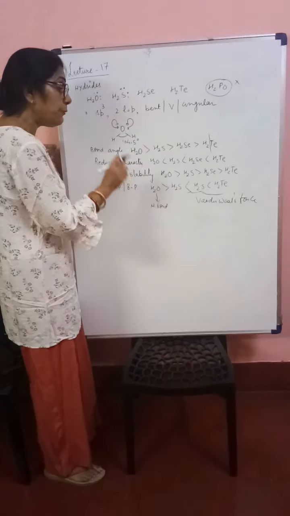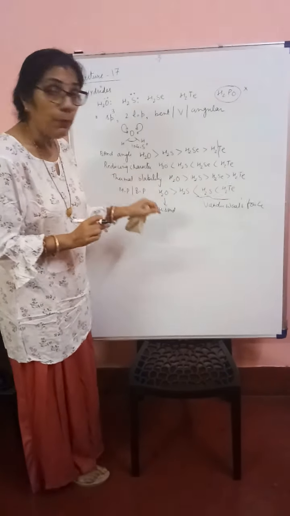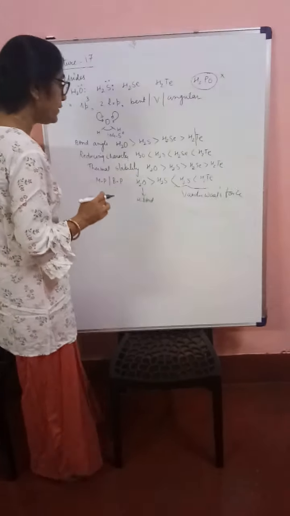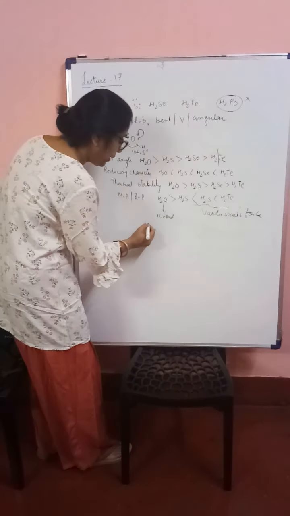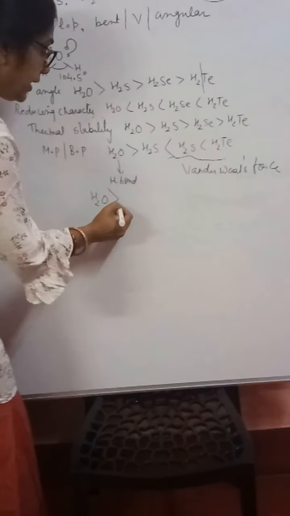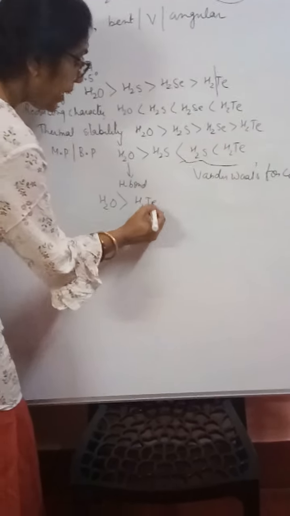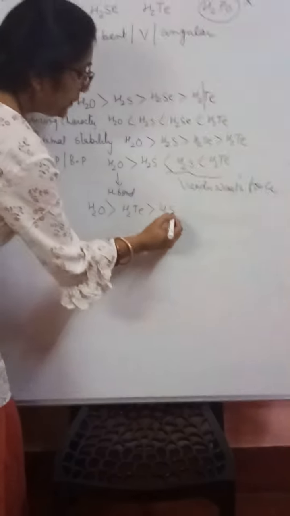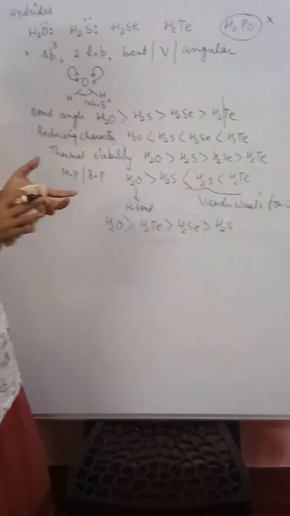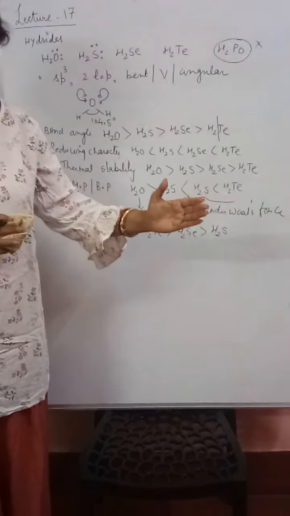And here I would like to share the order as well. That's very important for competitive exams also, you know. So water, its melting and boiling point is maximum. Then comes tellurium, then comes selenium, and hydrogen sulfide is having the least boiling and melting point.